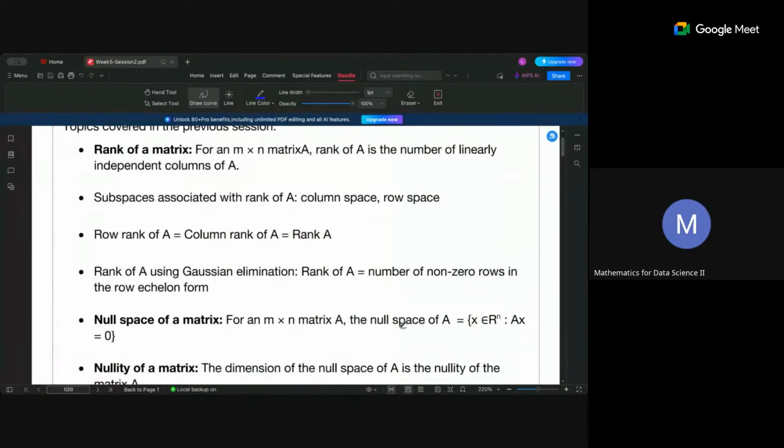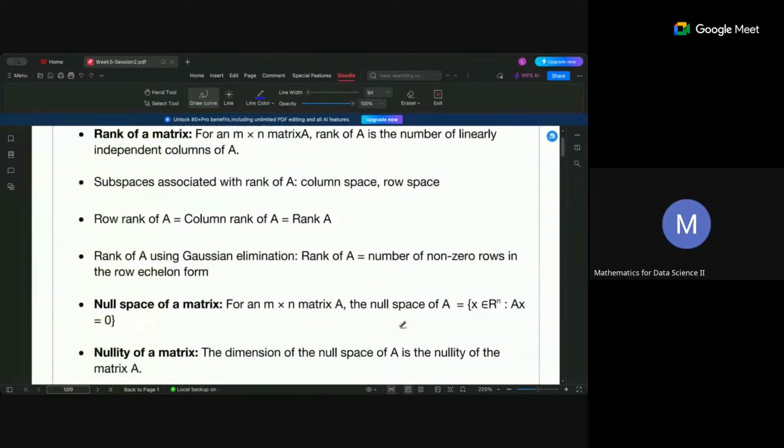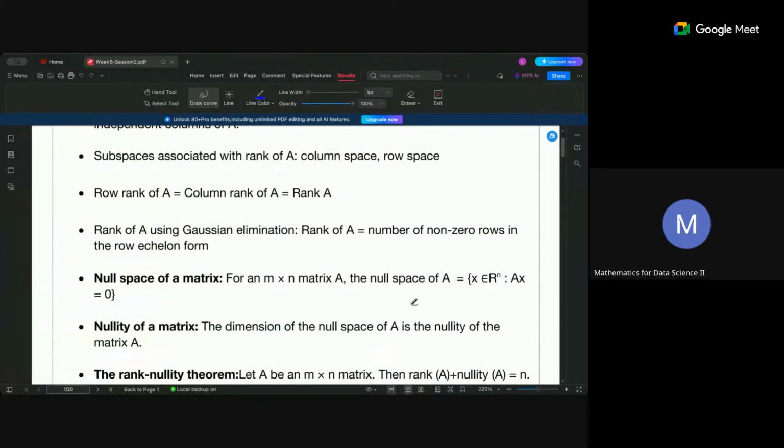Then you have: what is the null space of a matrix? If you have an m by n matrix, the null space is the set of all x in Rn such that Ax is equal to 0. Right? It is the solution space of the homogeneous equation Ax equal to 0. And the dimension of this space, we call it the nullity of the matrix.